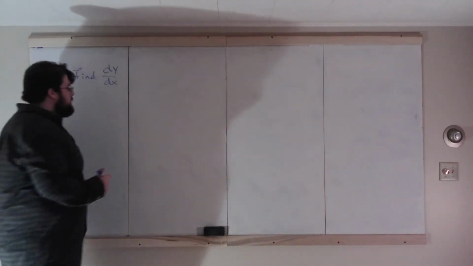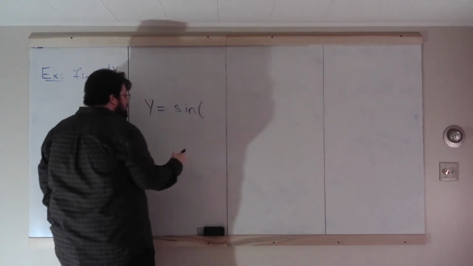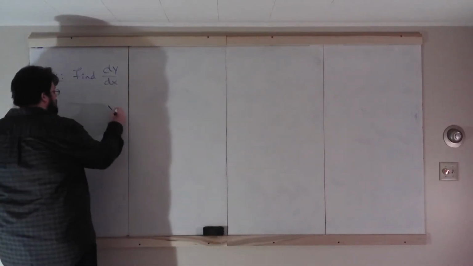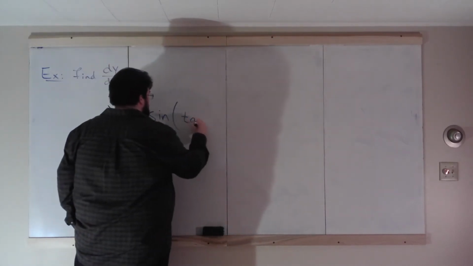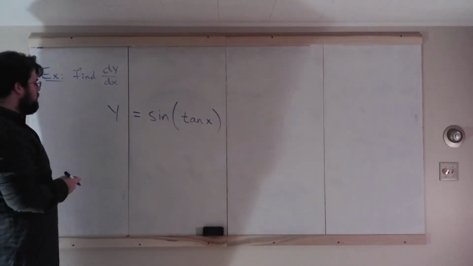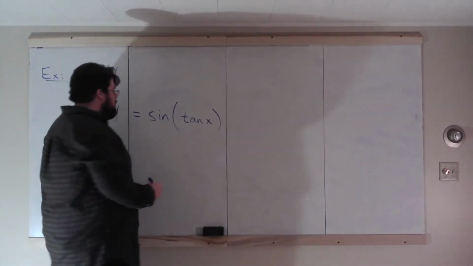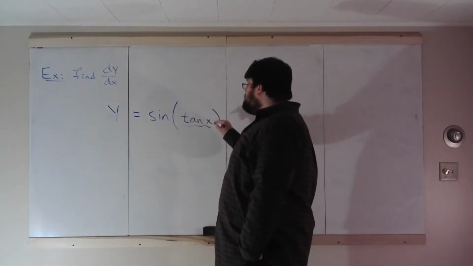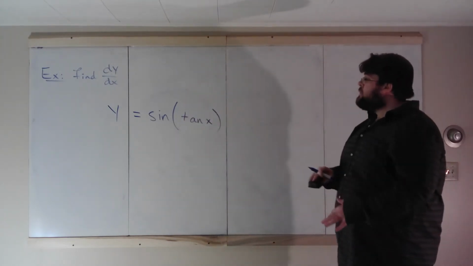Let's do one more, just like that. I should put y here. Y equals sine of... let's do tangent of x. Sine of tangent of x. Well, what is this? What is this derivative? Let's do a u substitution. And then we'll compare it to the previous two. What would our u substitution be? Well, again, this function here, in its most basic sense, is a sine function.